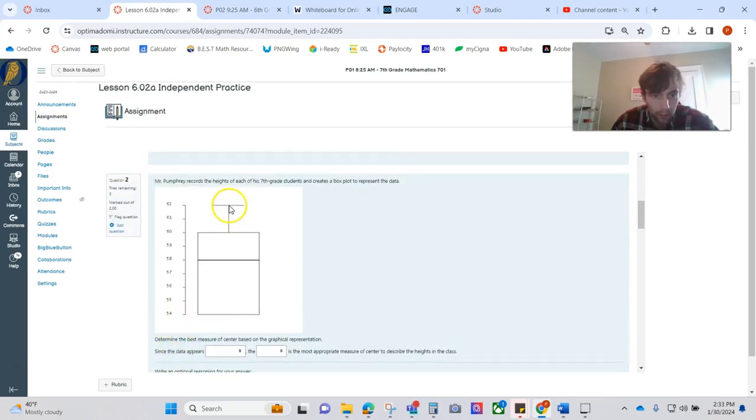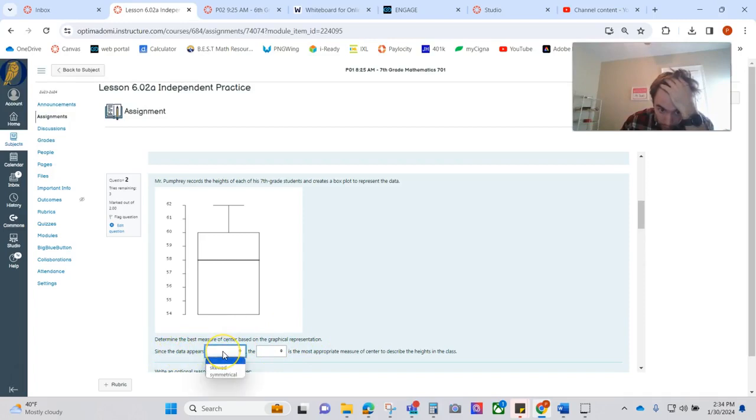So box plot. This is the max. This is the middle number. I guess this is quartile 3, so the middle of the upper half. And then this is the middle of the lower half and the lower half. So I guess that means there's a lot of people who are 54 inches tall. Again, it's a weird graph here. But determine the best measure of center based on that data.